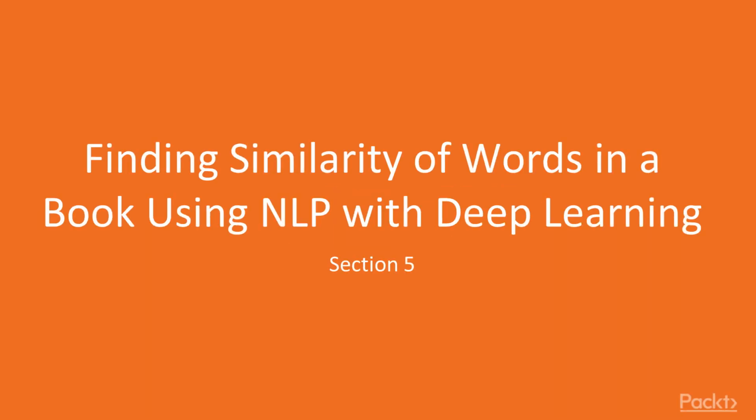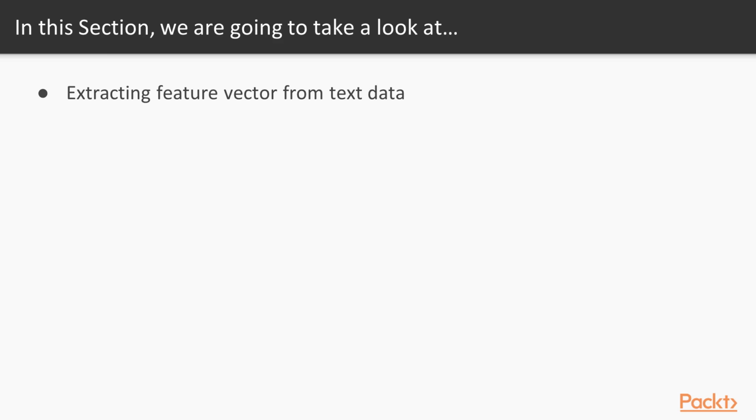Welcome in this fifth and the last section of our course. In this section, we'll be trying to find similarity of words in a book using NLP with deep learning techniques. First step that we will need to do is to extract feature vector from the text data. So we will analyze textual data that we will want to fetch and extract features from it.